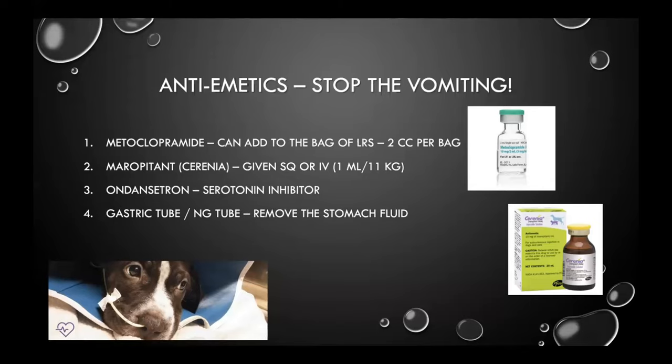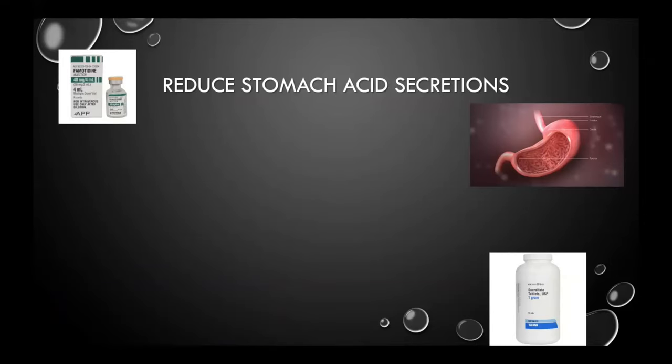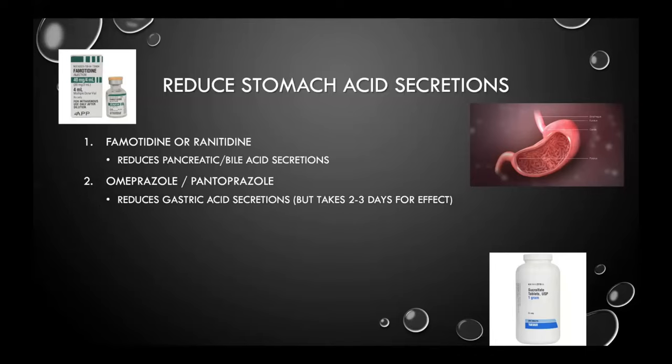That's helpful. And then some people will actually put an NG tube in and pull the fluid out of the stomach, because it just kind of sits and churns. If you could just get it emptied, and then let the stomach rest, then you can start adding stuff in. You want to try and reduce stomach acid secretions. So famotidine or ranitidine can be given IV. You can also give it subcutaneously. Omeprazole or pantoprazole is like injectable Prilosec pretty much. It reduces gastric acid secretions, but it can take a couple of days to take effect. So a lot of times I'm going to use both of these together.